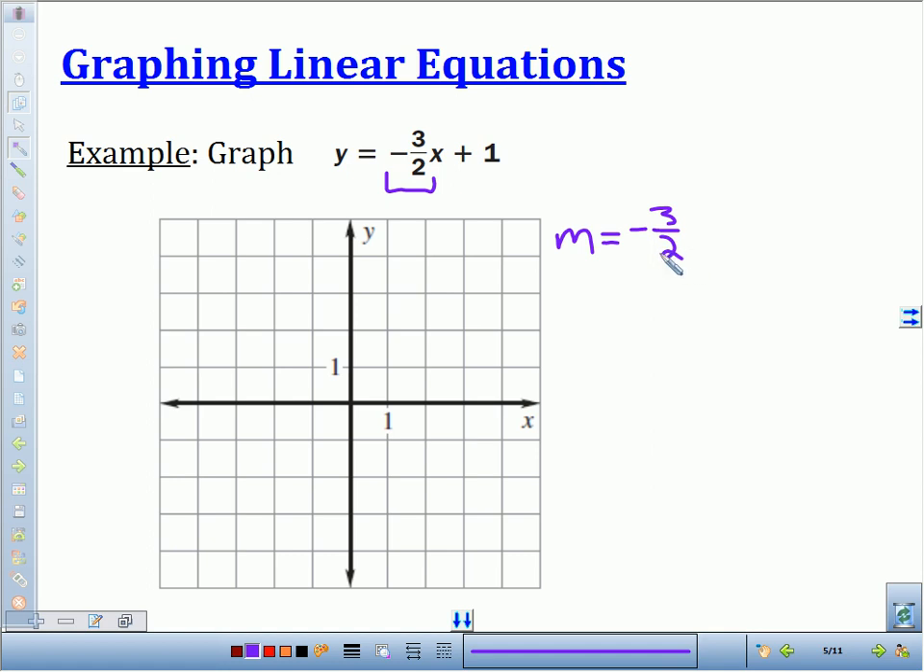That means that my slope has a rise over run of negative 3 over 2, so it will move downward 3 and over 2. The number at the end is b. So I'm adding 1 to this, plus 1. That means that b, my y-intercept, is at 1. Now I can use this information to graph the line. B is my starting point. So I'm going to start at b, and that's at 1. Crosses the y-axis at 1.